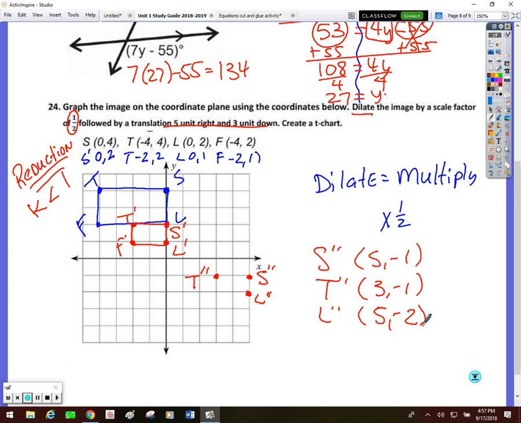And then let's get the last one, which is F. 1, 2, 3, 4, 5. 1, 2, 3. There is F double prime, and that is 1, 2, 3, -2. Okay, so there's my new coordinates. Okay, it shrank, and then it got slid over and then down. Okay, see how it works? Good.